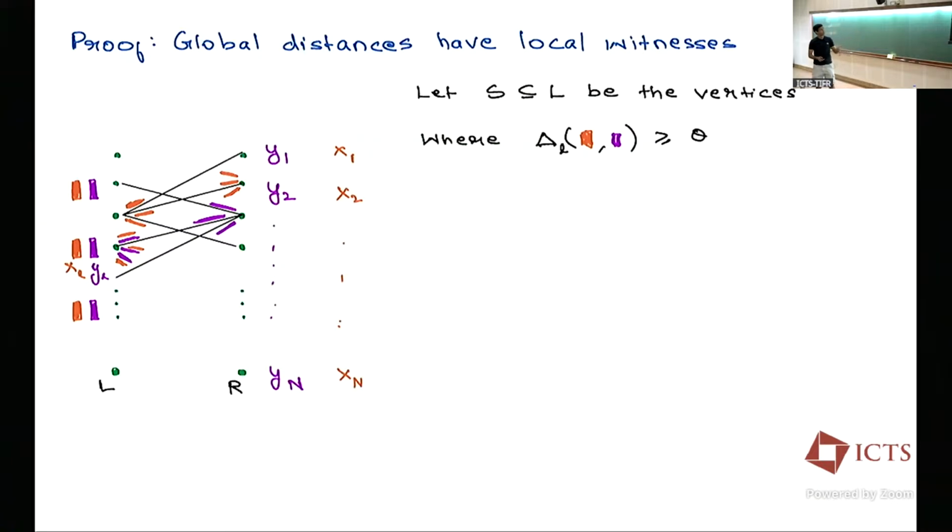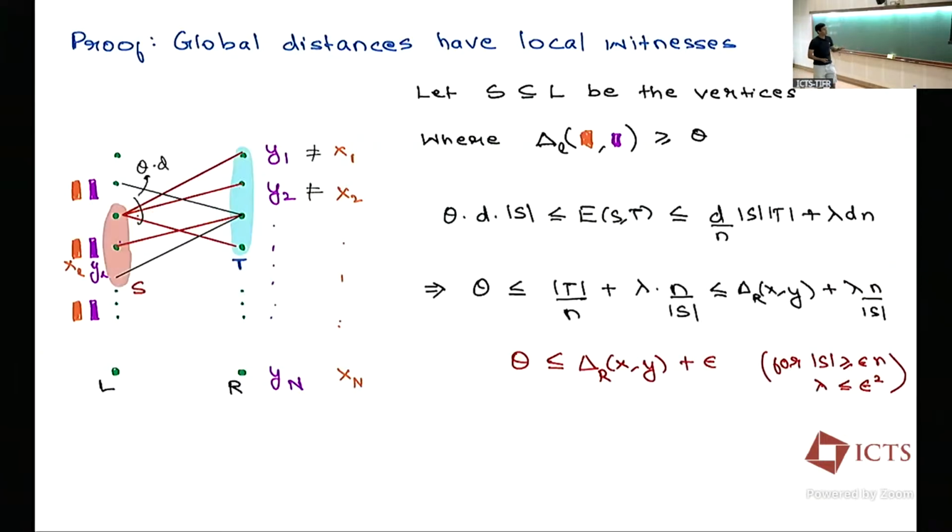Formally, let's say S is the set of vertices where the local distance is somewhat large, let's say at least theta. And we want to prove this is globally true. For people who attended the school last week, how should we do this? Okay, I actually cheated. I told you the only thing I need about expanders is the expander mixing lemma. Good, so let's use the expander mixing lemma.